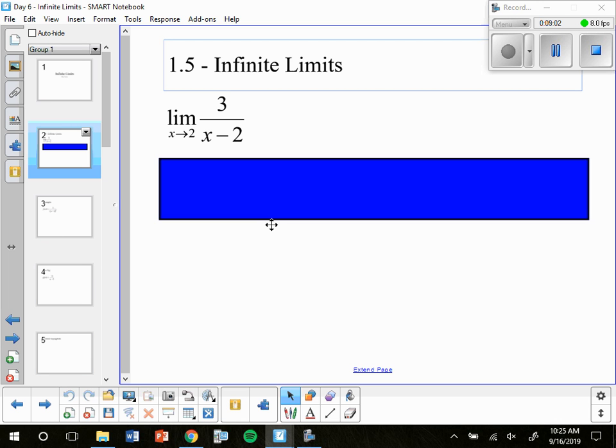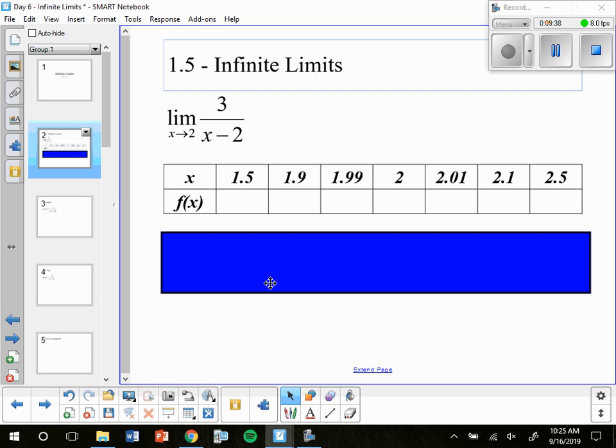Can we factor this? No. Can we rationalize? Can we least common denominator? No. And it's not even indeterminate. We just cannot simplify this in any way to make it look better. So what is the only way we know how to evaluate a limit if we can't do those things? What did we start with? Well, graphing. So we could actually graph this. But if we didn't know how to graph it, what could we do? Plug in numbers. Plug in numbers from either side and see what's happening. Does that make sense?